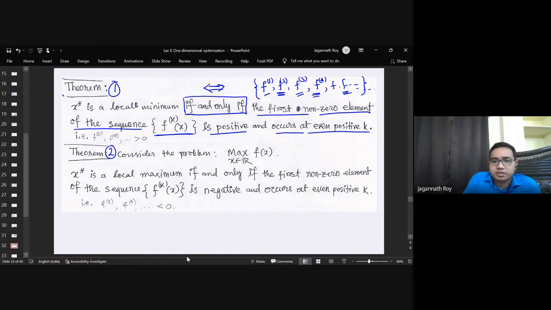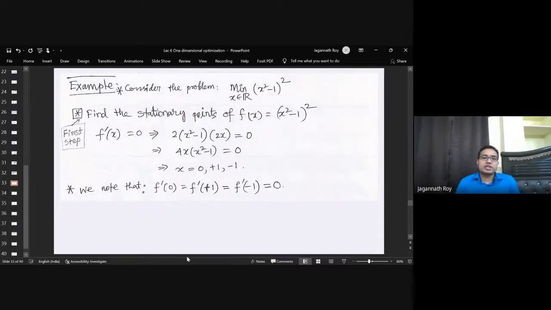For the same problem, here it is local minimum and here it is talking about local maximum. Sorry, this is minimum and this is maximum. So f2, f4, f6 and f8 should be less than 0. The same theorem can be applied. Now, this is a more powerful theorem which can overcome the problems that we have seen earlier.